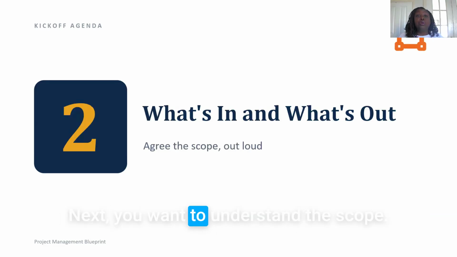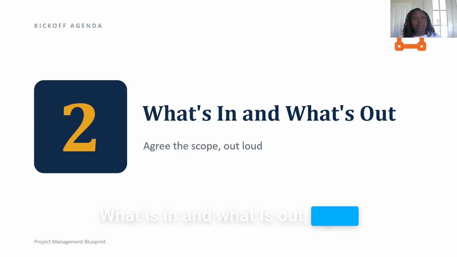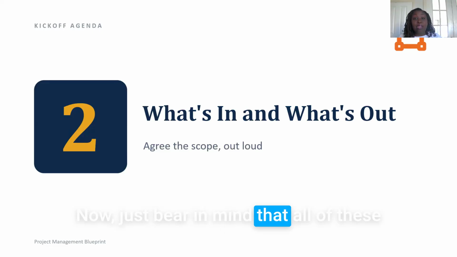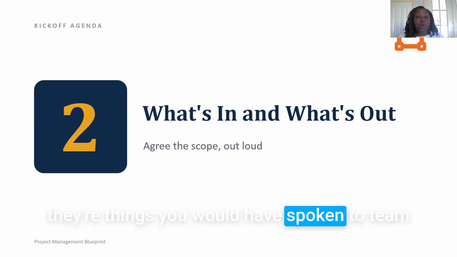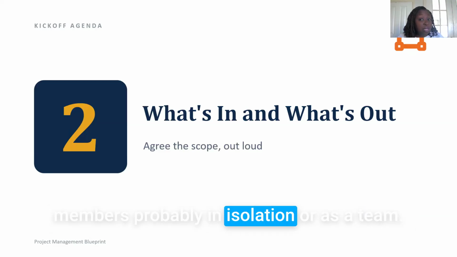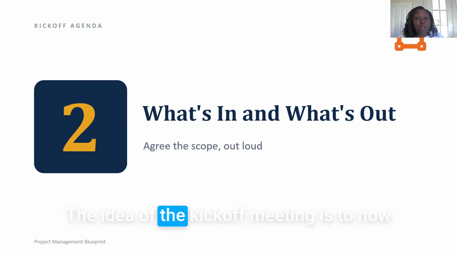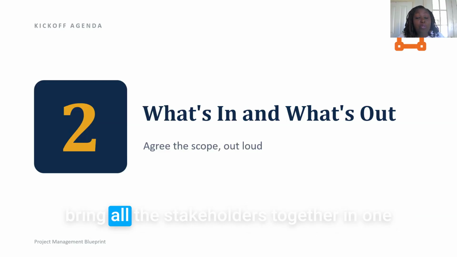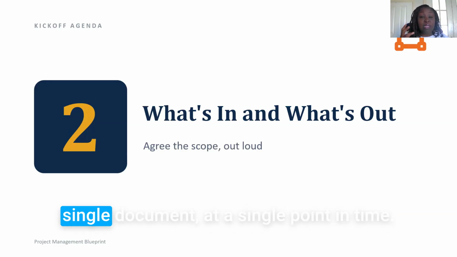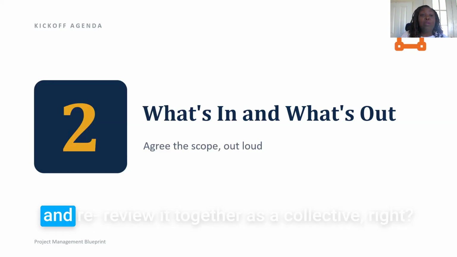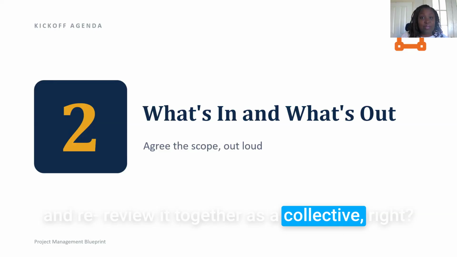Next, you want to understand the scope. What is in and what is out? Just bear in mind that all of these activities, everything we're talking about now, are things you would have spoken to team members about, probably in isolation or as a team. The idea of the kickoff meeting is to now bring all the stakeholders together in one room at the same time to look at what you have collated as a single document at a single point in time, and review it together as a collective.